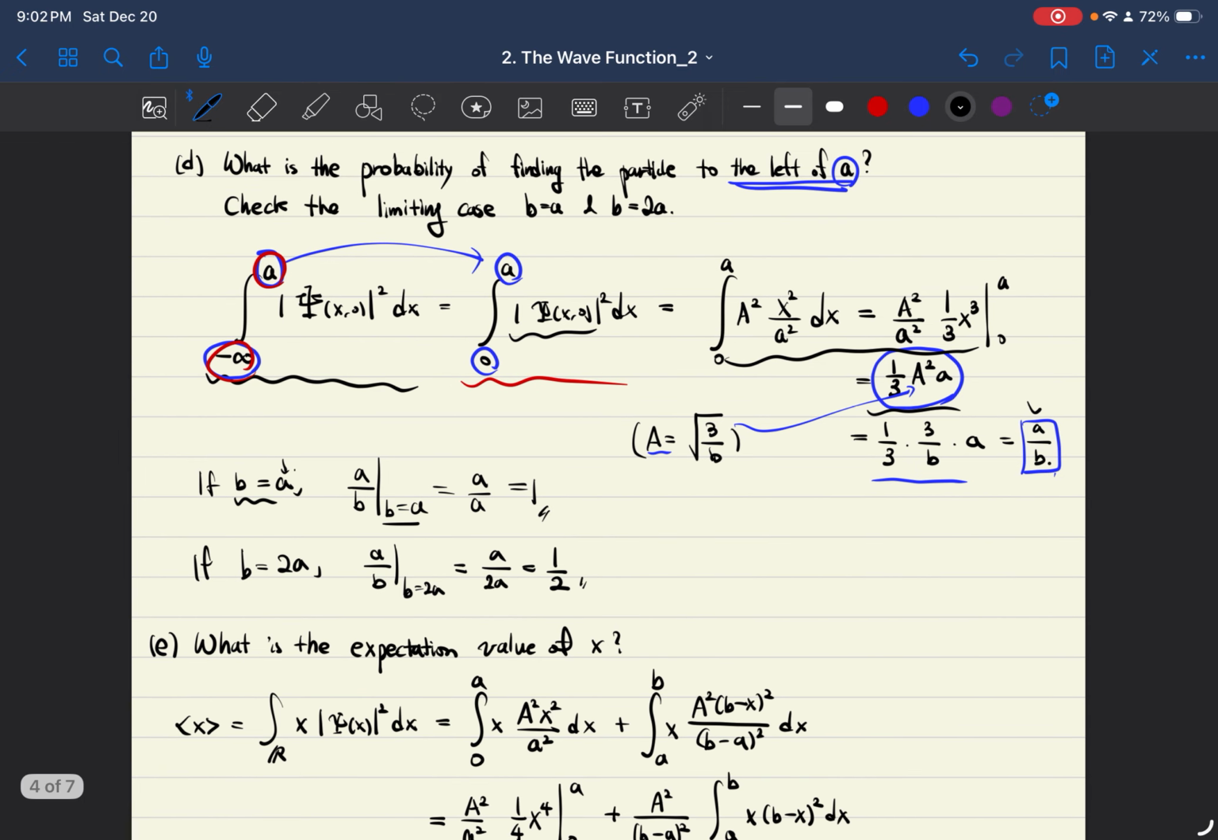So if we check the limiting case, if b equals a, the result is 1, and b equals 2a, the result is 1/2.